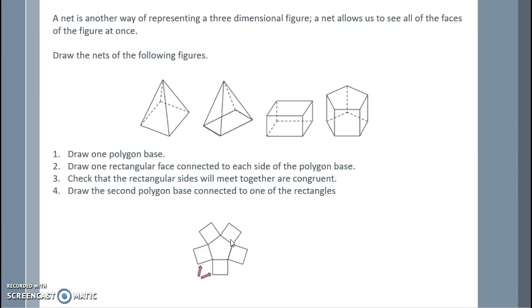Similarly, with the pentagonal prism, and it's a pentagonal prism because we have a pentagon, and it's a prism, not a pyramid, because it doesn't meet at one point like the pyramids do. So we'll draw the polygon base of the pentagon. We will draw a rectangular face connected to each side of the polygon base. And then we check to make sure that the rectangular sides where those arrows are will meet together, are congruent. And then we need to draw the second polygon base connected to one of the rectangles. I don't have it drawn here, but you would also need to create a pentagon off of one of these here, so that when you fold it, we'll have a top.